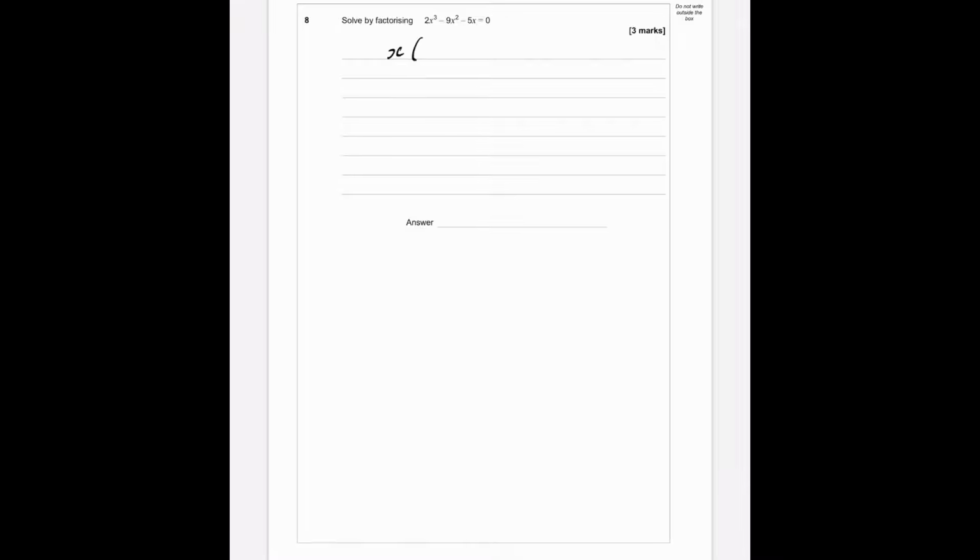We've got an equation equal to 0, so the first thing I'm going to do is spot that we've got x's in each part. If we factorise an x out as a first step, it gives us a quadratic. The quadratic factorises to 2x plus 1, x minus 5. And therefore we can read off the three solutions here: x equals 0, x equals negative a half, and x equals 5.